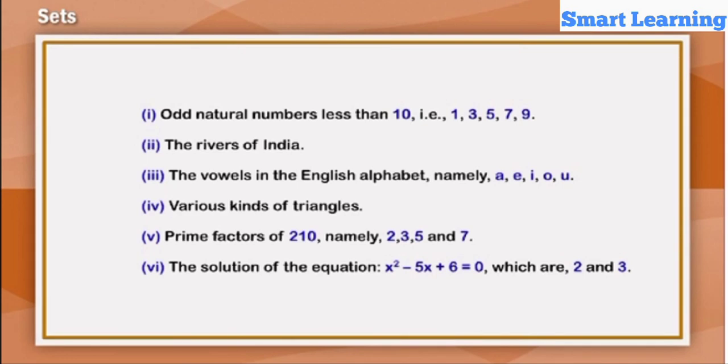We note that each of the above examples is a well-defined collection of objects, in the sense that we can definitely decide whether a given particular object belongs to a given collection or not. For example, we can say that the river Nile does not belong to the collection of rivers of India. On the other hand, the river Ganga does belong to this collection.